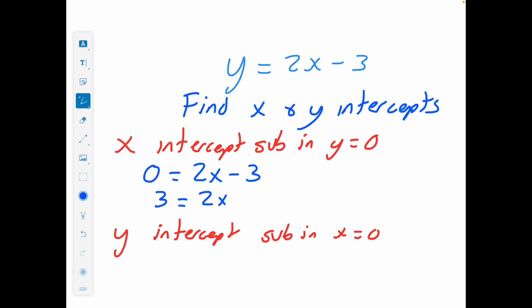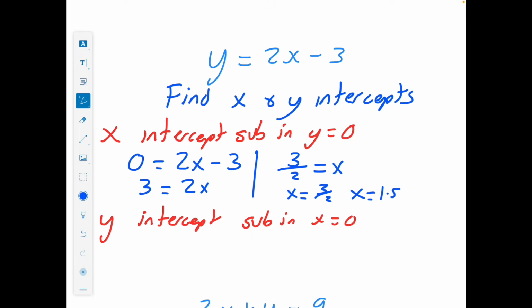Now we need to get rid of that 2 from in front of the x. So that 2 is being multiplied by the x. To get rid of it, we need to divide. So we'll end up with 3 over 2 is equal to x. So x is equal to 3 over 2, or x is equal to 1.5 if you prefer. So my x-intercept, the answer is 1.5, 0.